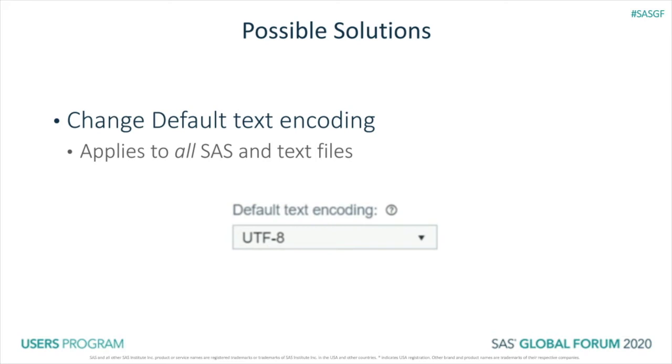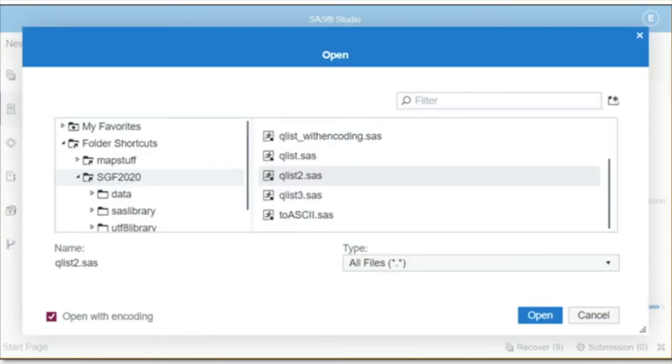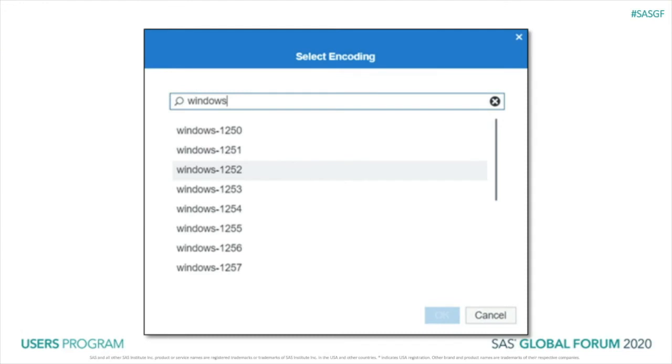I'm going to show you how I did that using the Open dialog. I open the Open dialog and select Open with Encoding. When I select the Open button in the dialog, SAS Studio presents me another dialog that allows me to specify the encoding I wanted to use. In this case, again, Windows 1252.